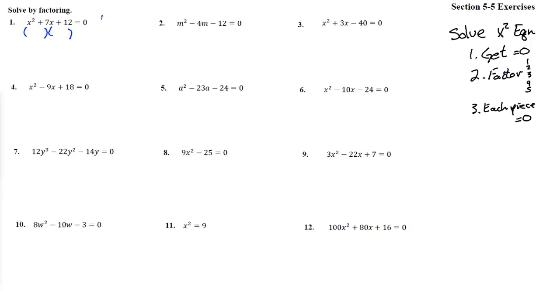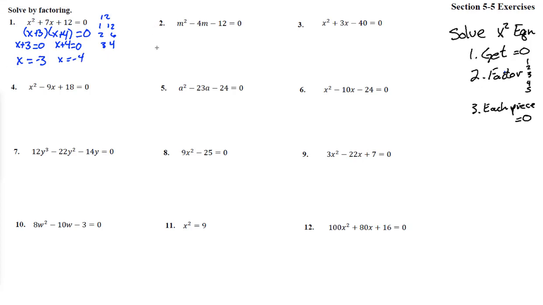And we take the number 12. That's a 1 and a 12, a 2 and a 6, or a 3 and a 4. And that means (x plus 3)(x plus 4) equals 0. So now we factored it, and that's usually the hardest part. Now we just take each factor and set it equal to 0. So if x plus 3 equals 0, then x equals negative 3. If x plus 4 equals 0, then x equals negative 4. Oh, I like how that works.